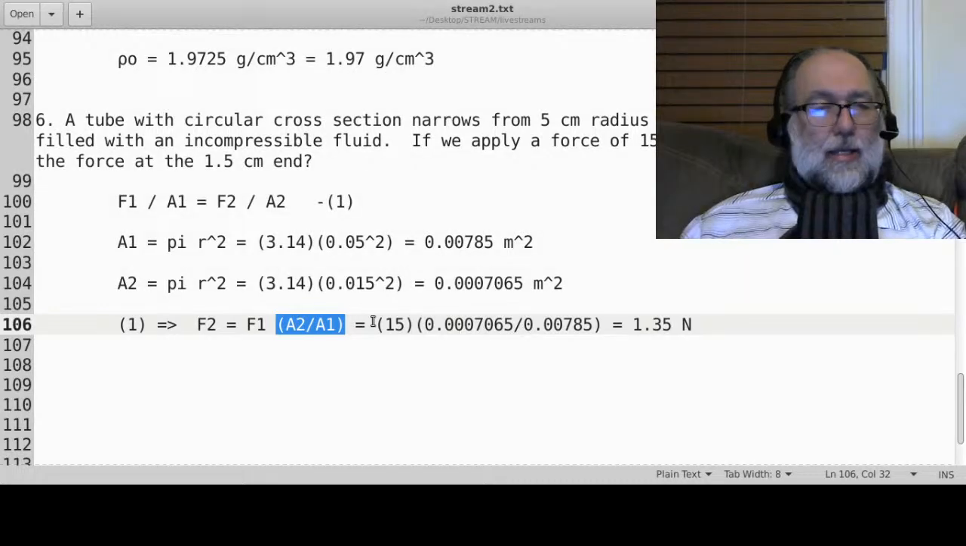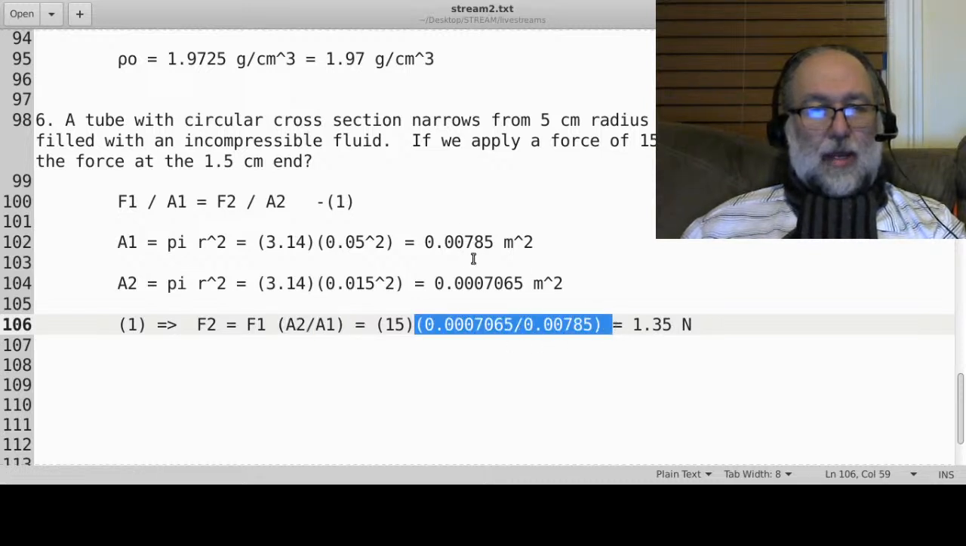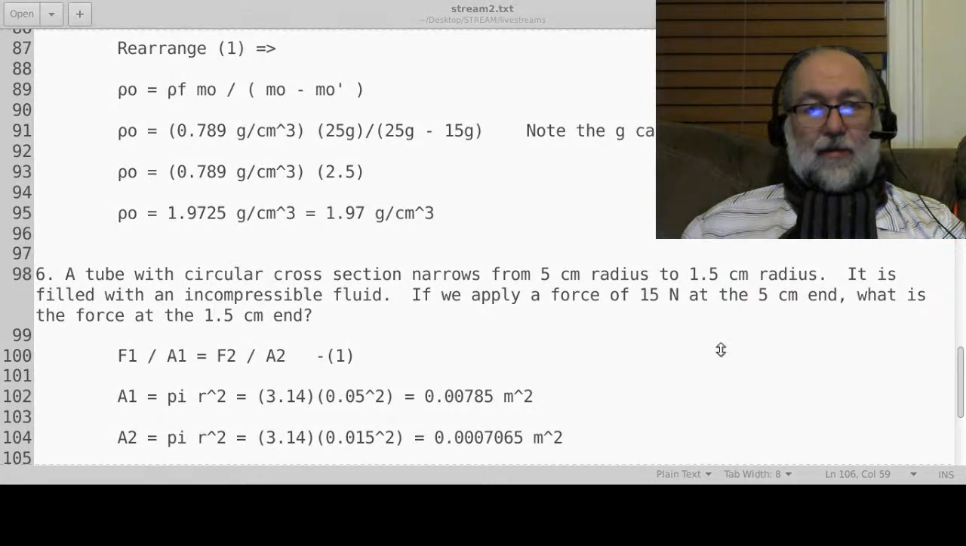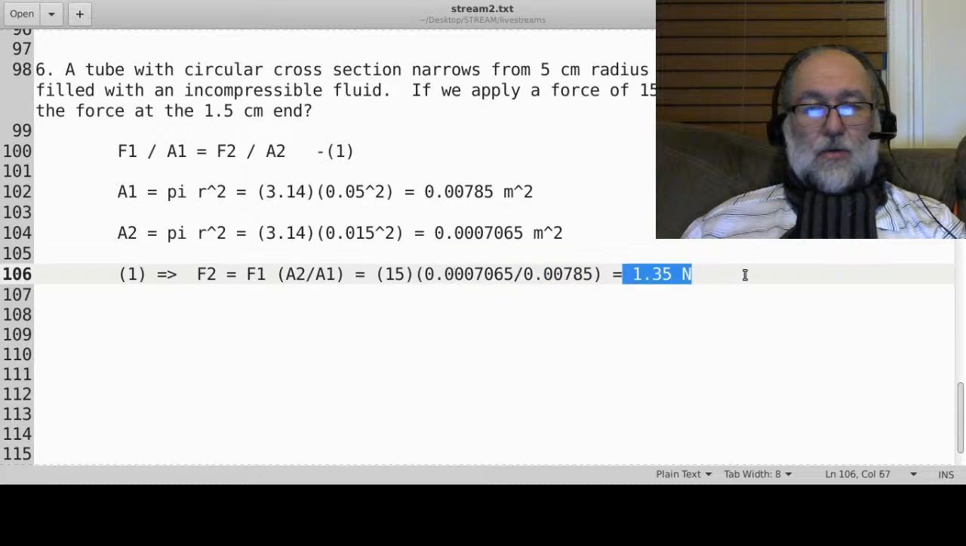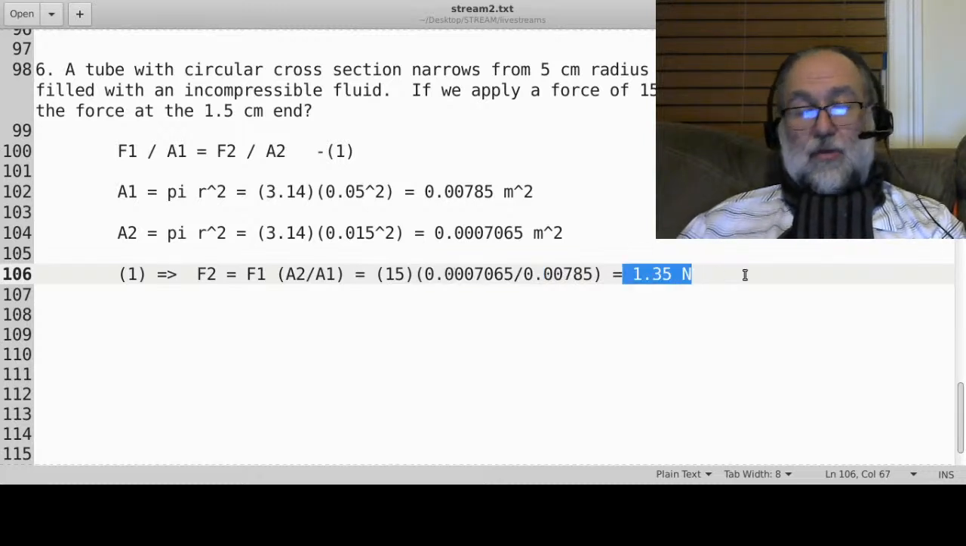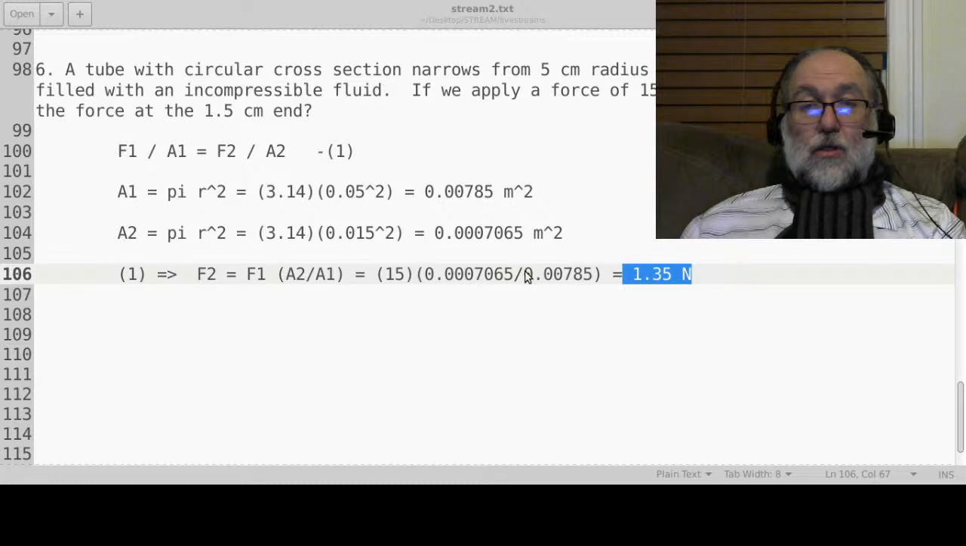Okay, and so if we take A2 divided by A1, the numbers above, and multiply it by F1, and I told you that F1 was 15 newtons. It's covered, but there it is, 15 newtons. So 15 newtons multiplied by the ratio of the areas tells you that it's going to be 1.35 newtons. So there you go. That answers that problem. Let's take a look at that diagram one more time.